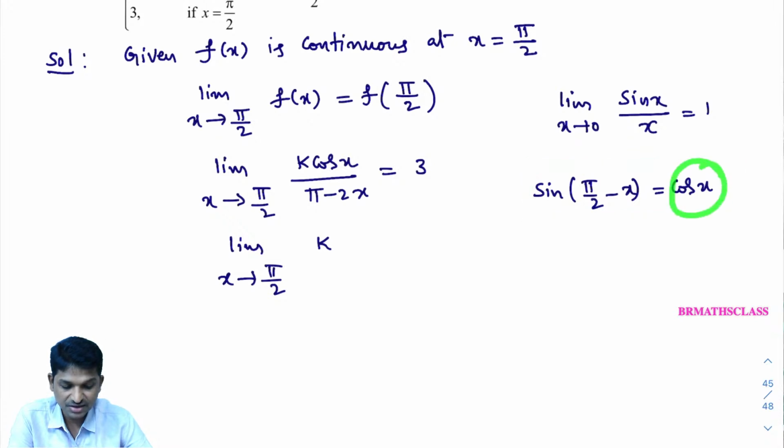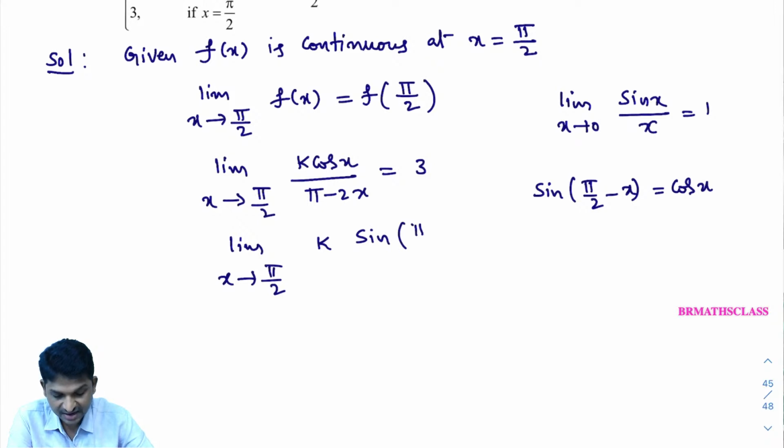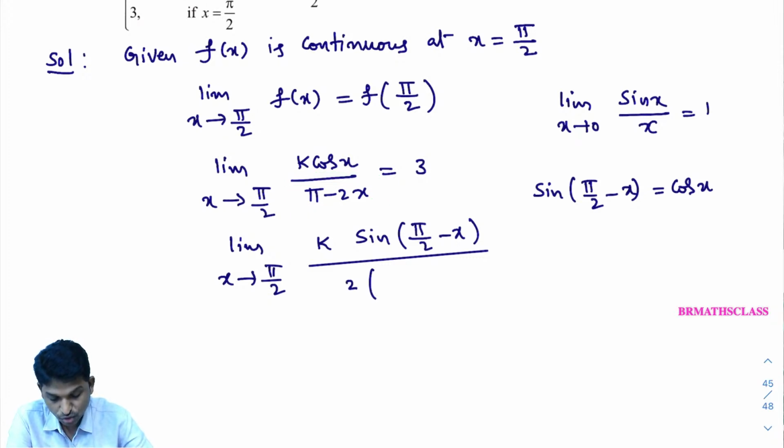So in place of cos x, what can I write? I can write sin of pi by 2 minus x. So in place of cos x, I'll write sin of pi by 2 minus x, k into sin of pi by 2 minus x, whole divided by. Here, in the denominator, I'll take 2 common. I'll tell you why I am taking 2 common. First I'll take 2 common. What will you get if you take 2 common?